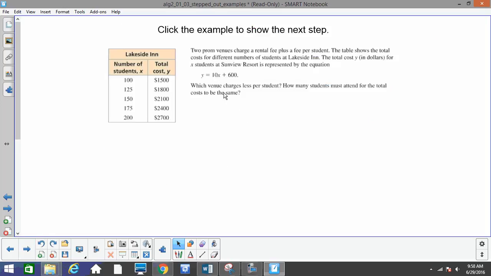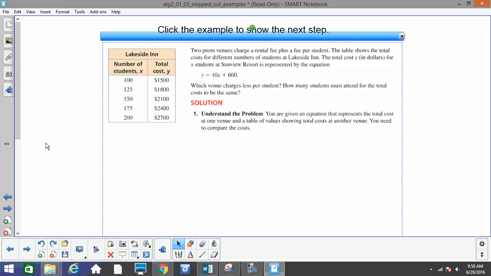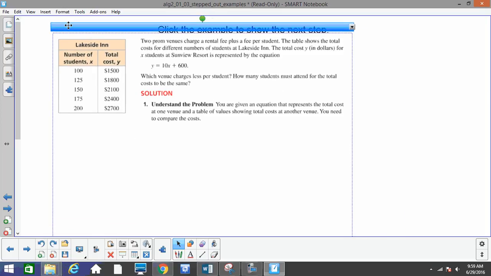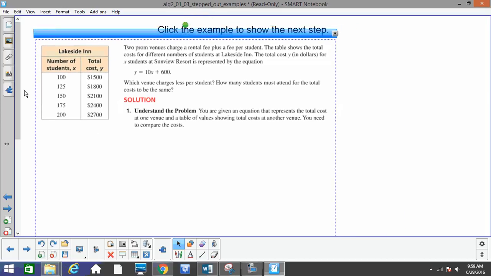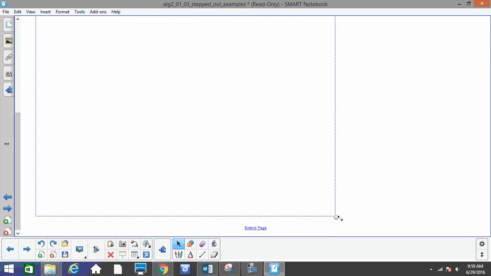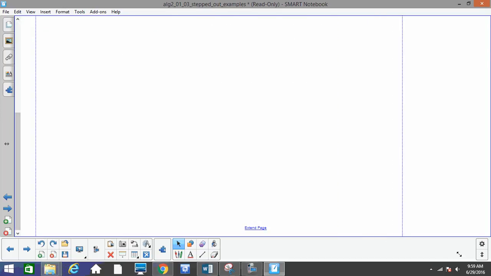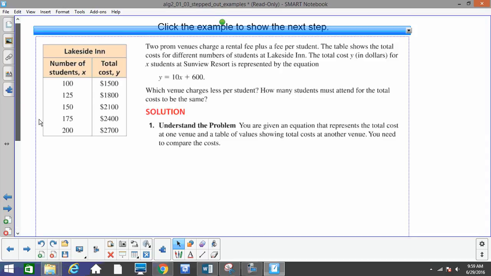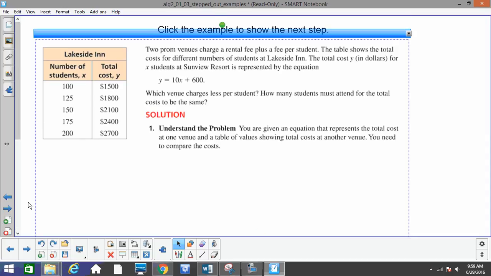All right, that's a little hard to read. I don't know if we can enlarge that at all or not. That's a little better. So on this one, got 2 prom venues. Which venue is going to charge less? So we always want to understand the problem. If you need to, take a second and read it twice. I'm not going to read this one out loud because I'm going to assume that you guys can pause and read it yourself.